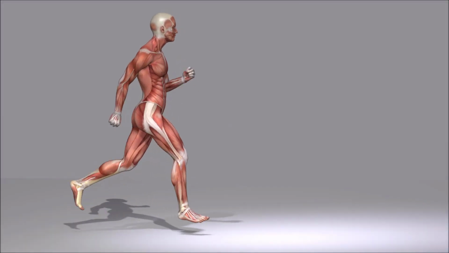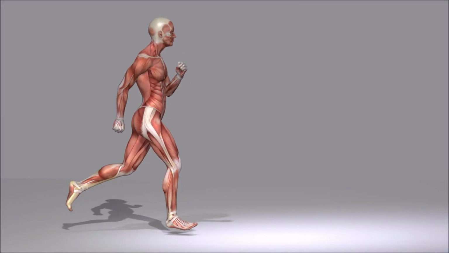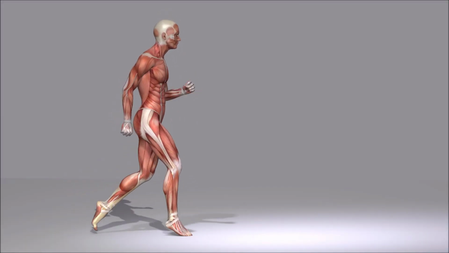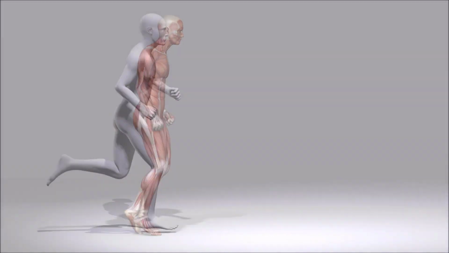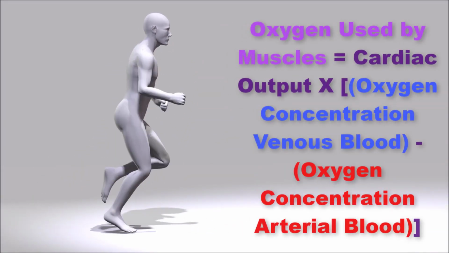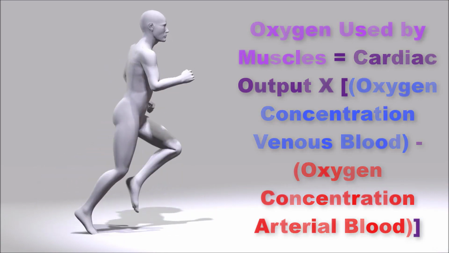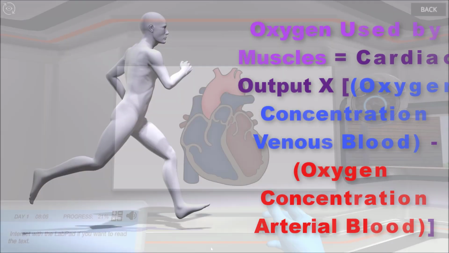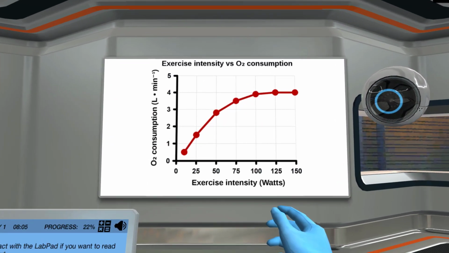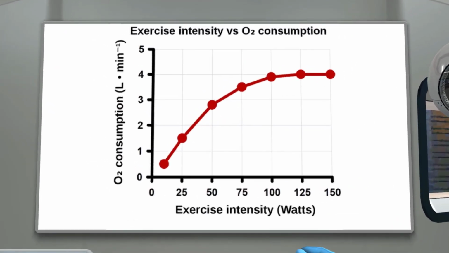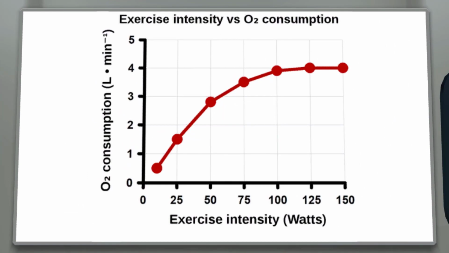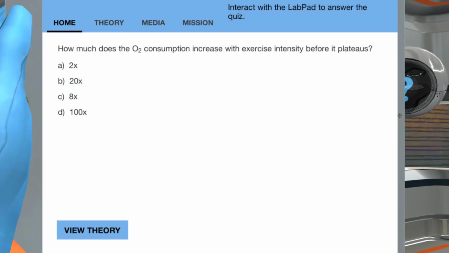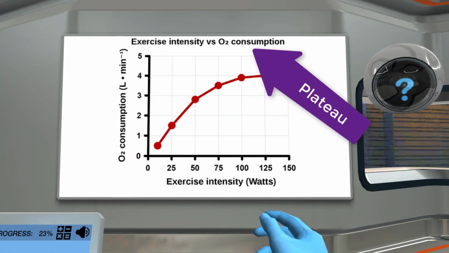During exercise the muscles require more oxygen, and consequently, the heart responds by pumping more oxygen-rich blood. The oxygen used by the muscles can be calculated by multiplying cardiac output times the difference in oxygen concentration between the venous and arterial blood. This graph represents the average increase in oxygen consumption with increasing exercise intensity in humans. How much does the oxygen consumption increase with exercise intensity before it plateaus?